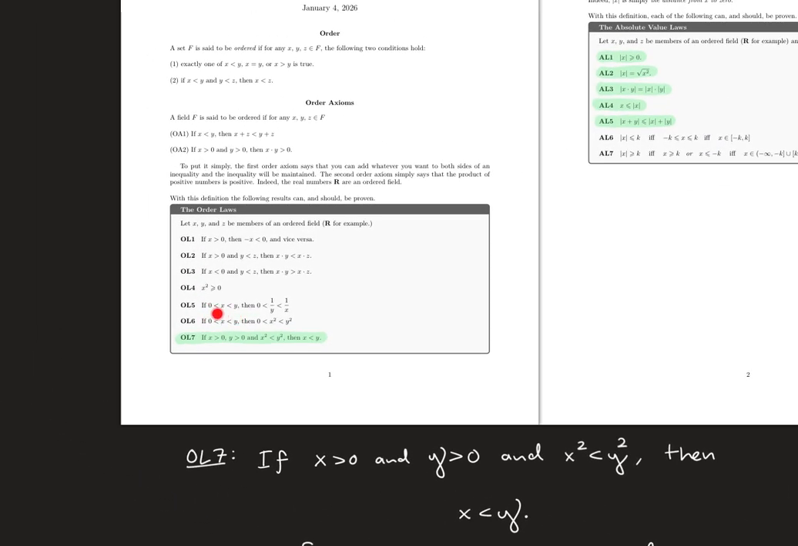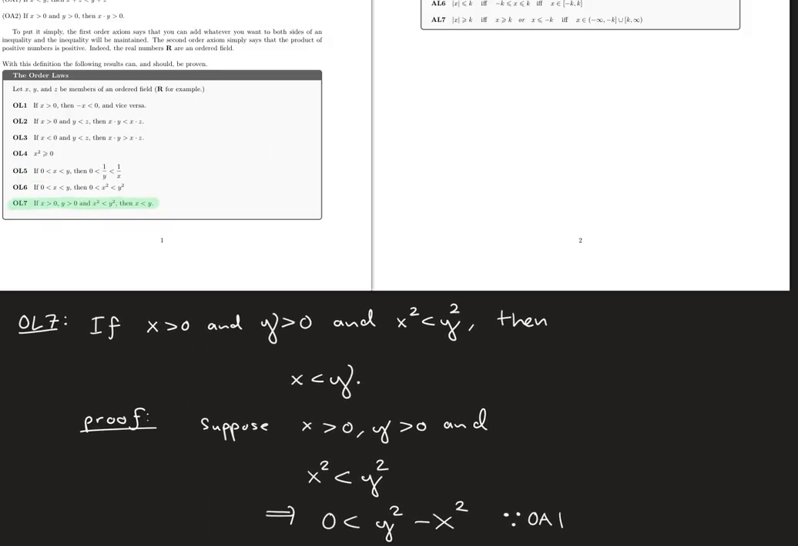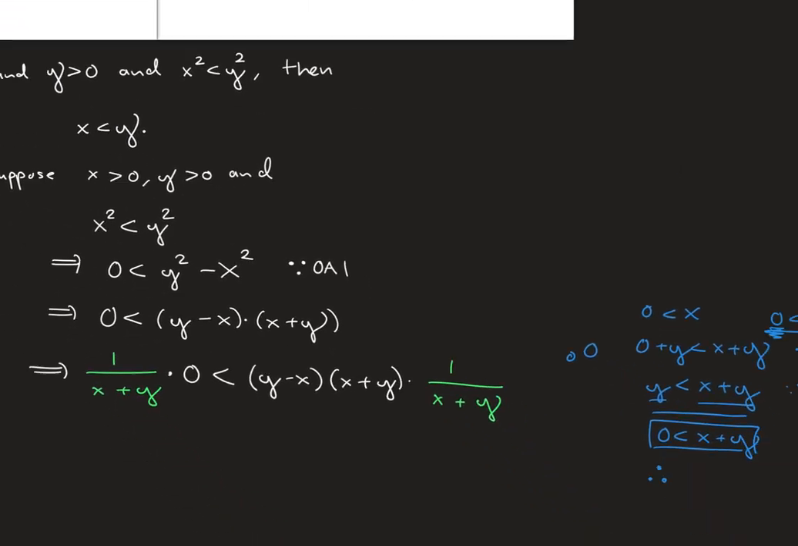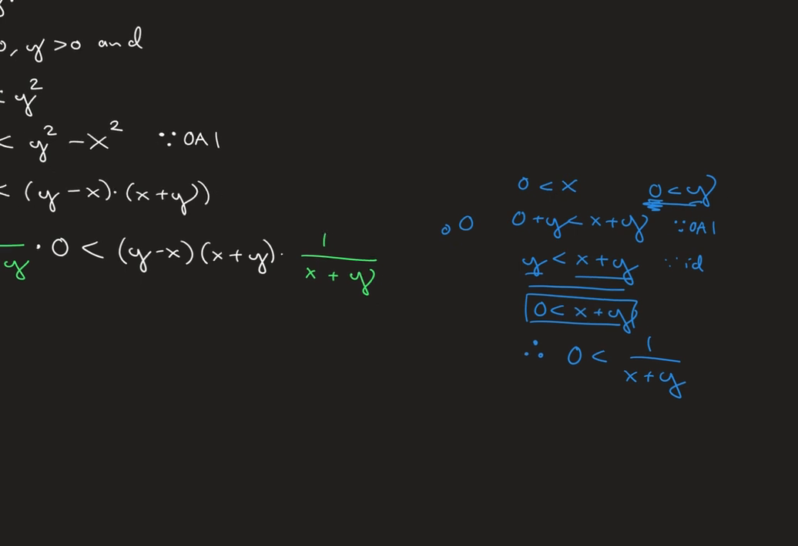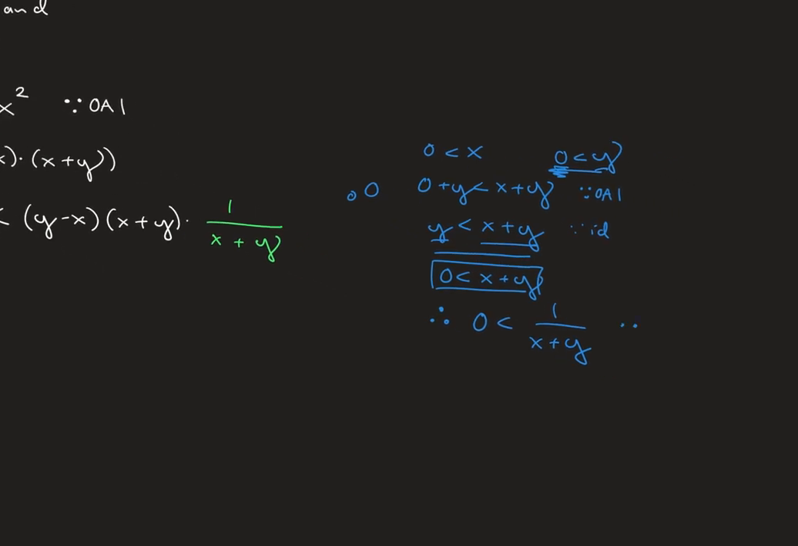If something is bigger than 0, then the reciprocal is bigger than 0. It's actually kind of a part of this. We get this for free. The reciprocal is bigger than 0, and we're good. So let me go back here. What law was that? That's OL5. So I'll say, therefore, 1 over x plus y is bigger than 0, and that's because of OL5, order law 5. All right, sweet.